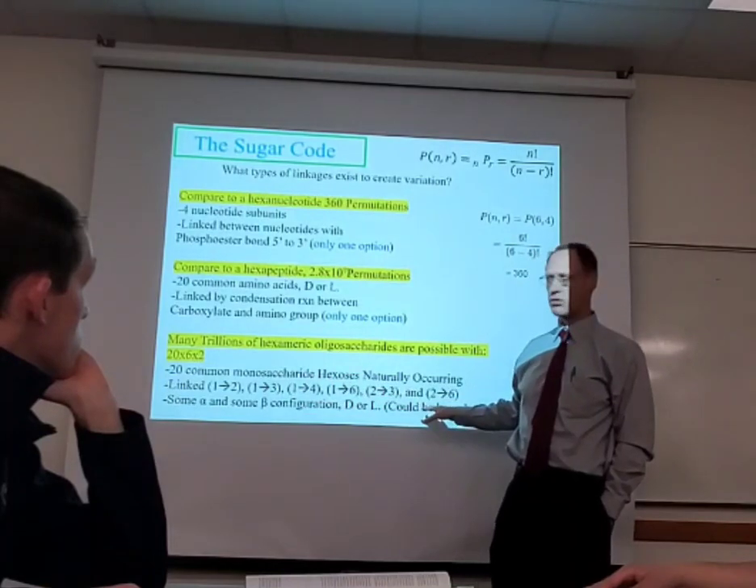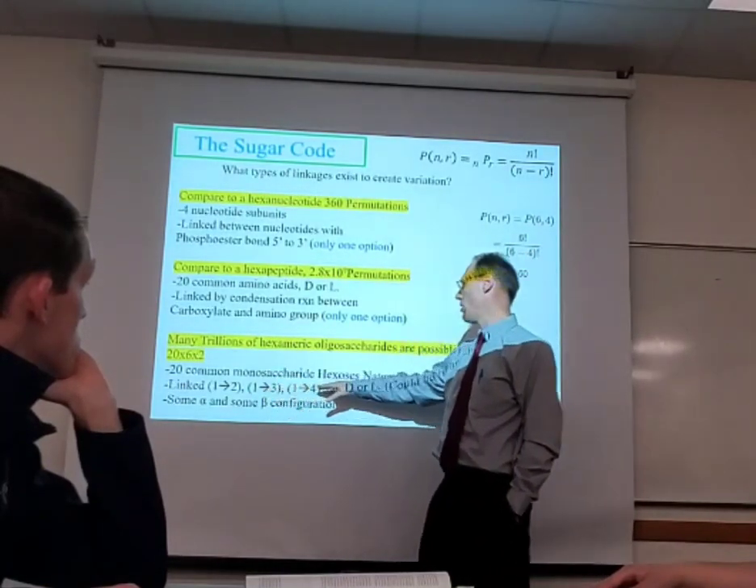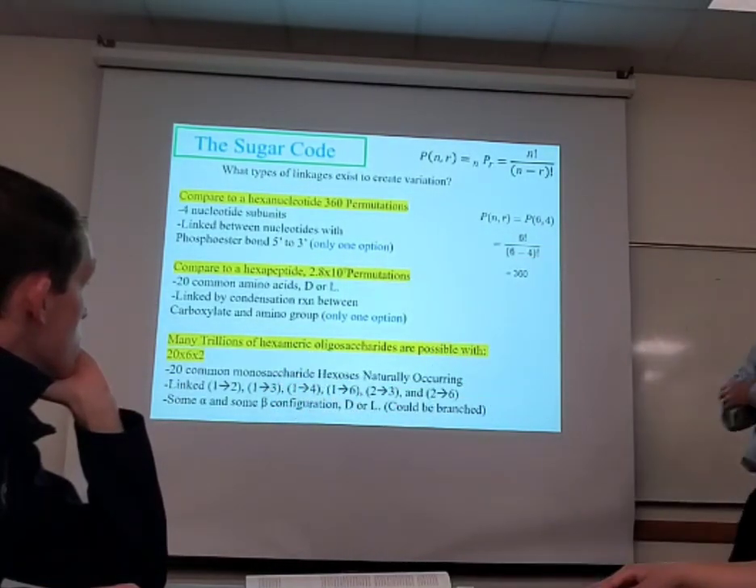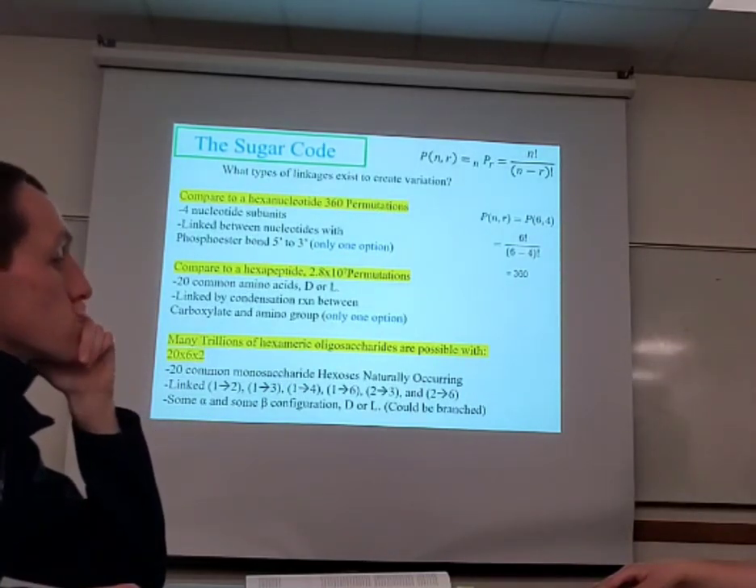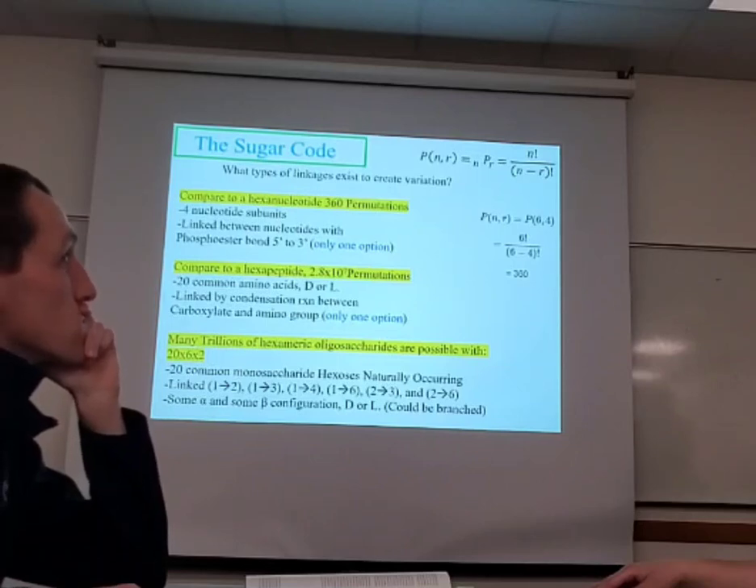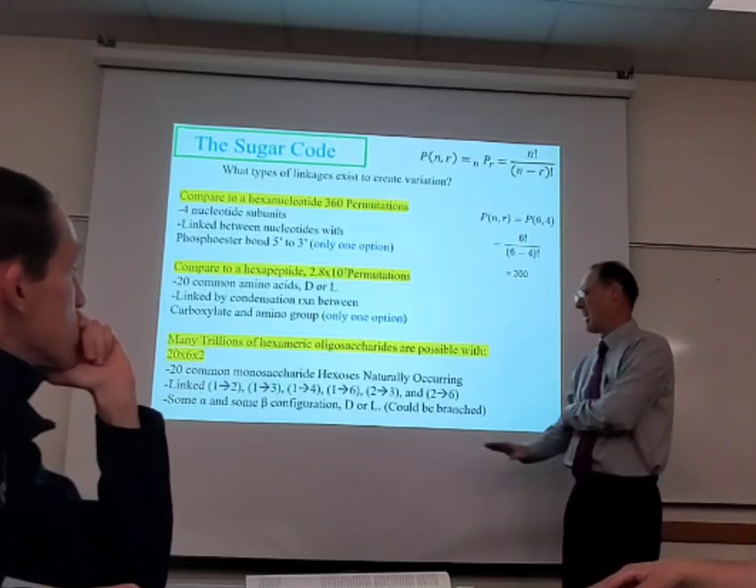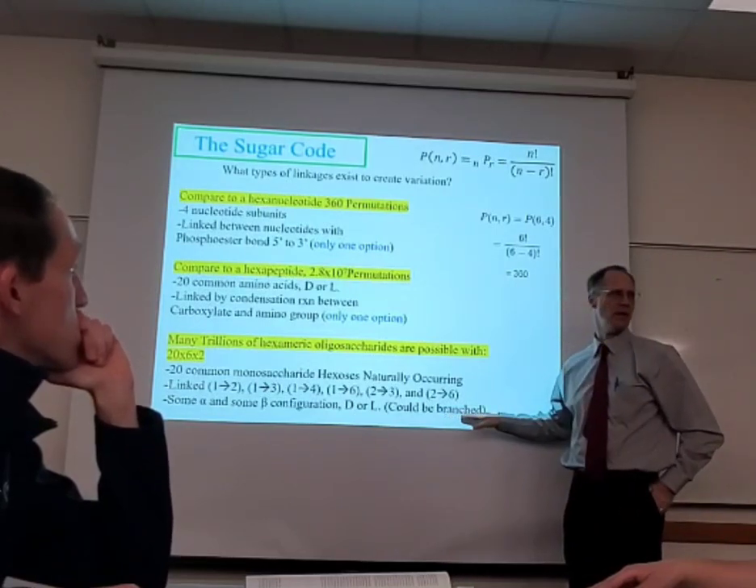Some are not used, right? 1 to 2, 1 to 3, 1 to 4, 1 to 6, 2 to 3, 2 to 6. There are other options that exist out there. Some would be in alpha linkage. Some would be in beta linkages. Okay? And again, they could be D or L, but we're going to ignore the L form here because they're almost all exclusively D. Then they could also have been branched, right?